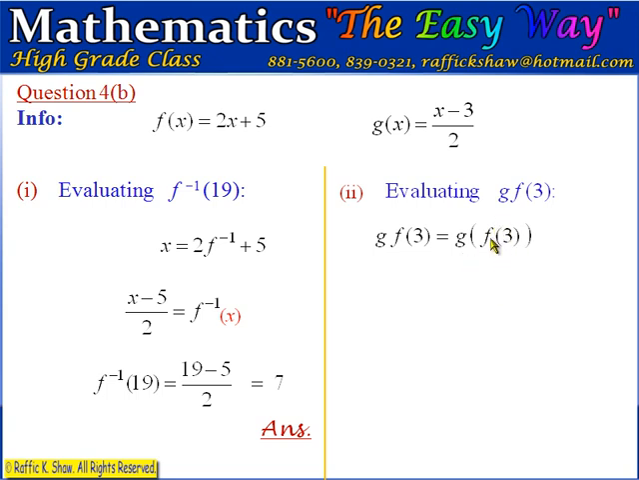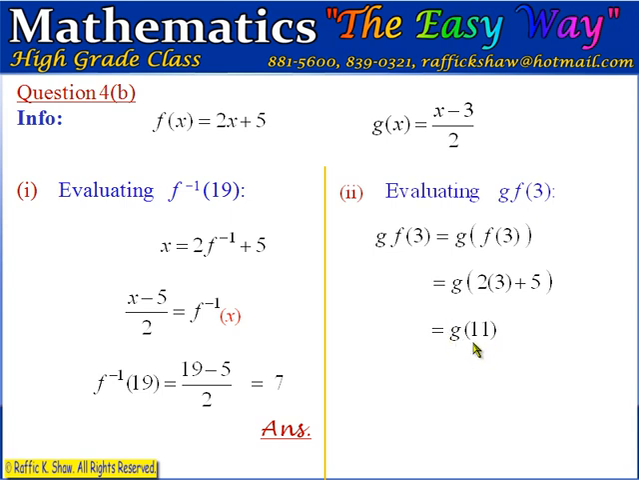Now f of 3 is obtained simply by substituting 3 for x in this function here. When we do that, we end up with g of 2 times 3 plus 5. 2 times 3 plus 5 would be f of 3. And 2 times 3 is 6, plus 5 makes 11. So this becomes g of 11.